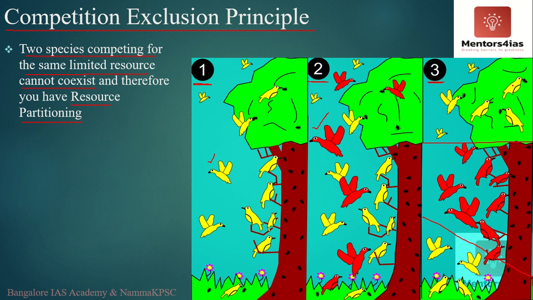So this is known as resource partitioning. The resources available in the tree are partitioned so that you don't have direct competition between the red bird and the yellow bird, and therefore now they are occupying a unique niche.